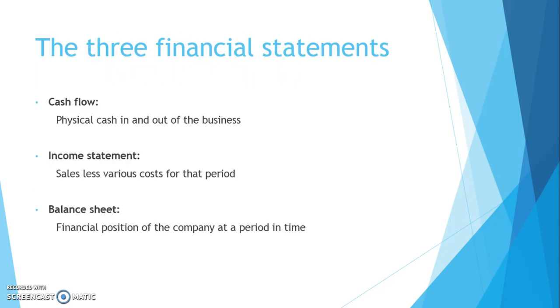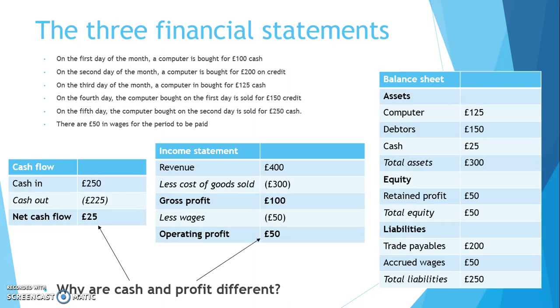So what are the three types of financial statements? Firstly, the cash flow, the physical movement of cash in and out of the business. We then have the income statement, which is sales minus the various costs for that particular financial period, and these both feed into the balance sheet, the financial position of the company at a period in time. These are best illustrated by an example.